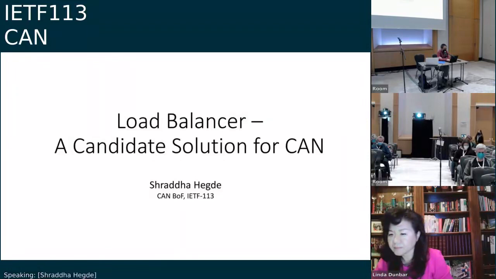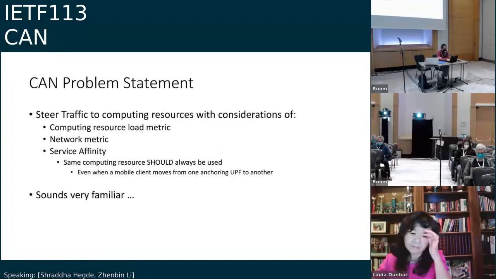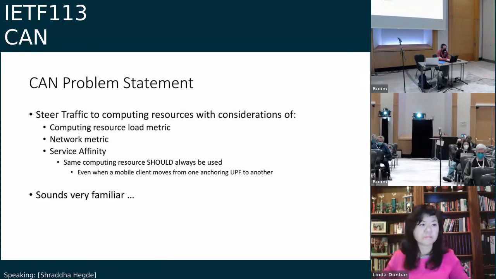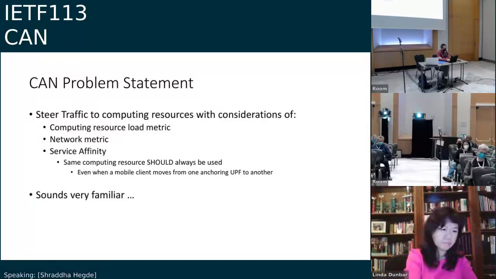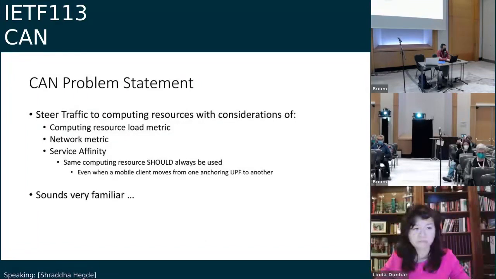Okay, so this presentation is about using a load balancer based solution for the requirements discussed for computing-aware networks. Next slide, please. So just to reiterate the CAN problem statement, it requires the traffic to be steered based on the computing resource or the load metric. It should also consider the network availability and the network metric. The third requirement is to have a service affinity, that is, the same computing resource should always be used by certain clients.